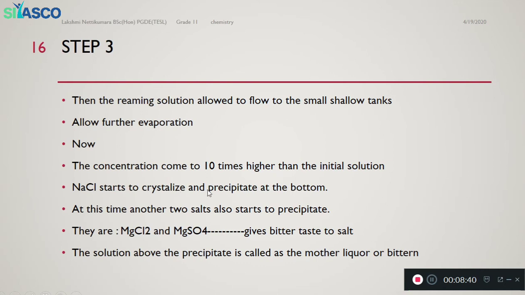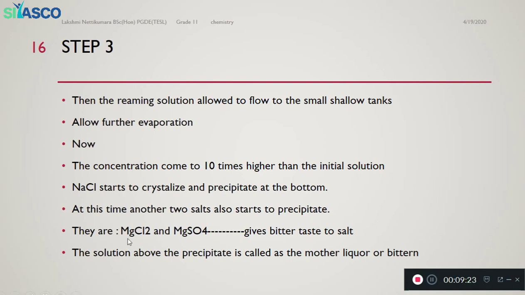So now you can understand, while sodium chloride starts to crystallize, further water gets evaporated. Then what will happen? Magnesium chloride and magnesium sulfate also start to precipitate. Now in the tank, sodium chloride, magnesium chloride and magnesium sulfate, all 3 types of salts are in crystallized form. The important thing is, if magnesium chloride and magnesium sulfate are mixed with sodium chloride, what will happen? It gives a bitter taste to the salt.